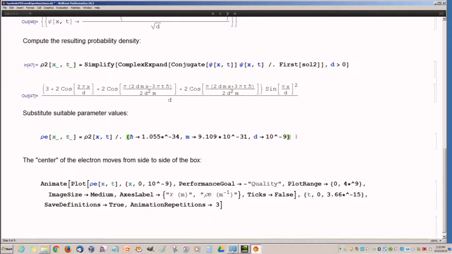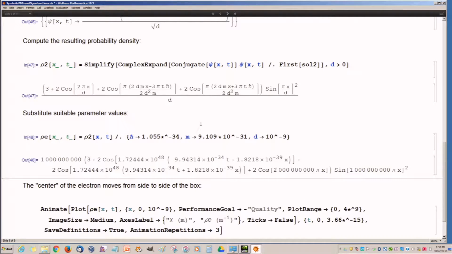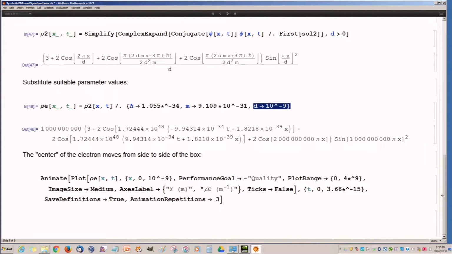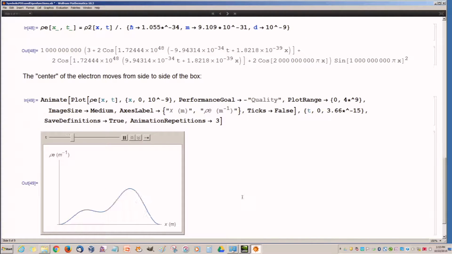We plug in parameter values. So it's an electron, that's the electron mass. That's the box, it's a very small box, very tiny box. And then run an animation, and you can see that the electron goes from side to side in the box, oscillating back and forth between the two ends. It's this kind of nice demo example that makes the new functionality really interesting, that we can see all these things so clearly without much effort.